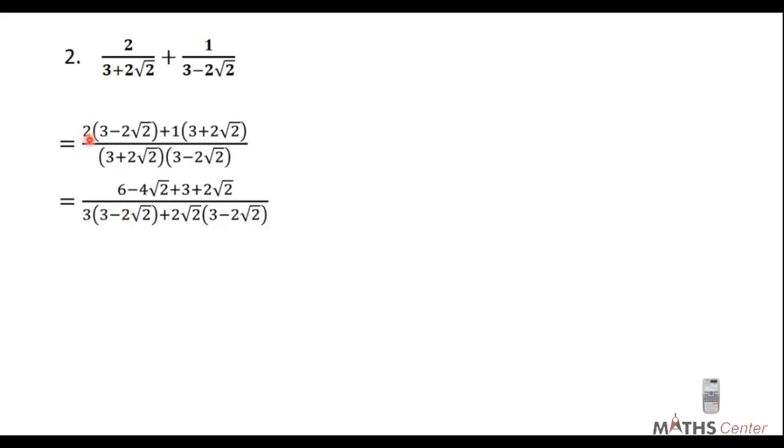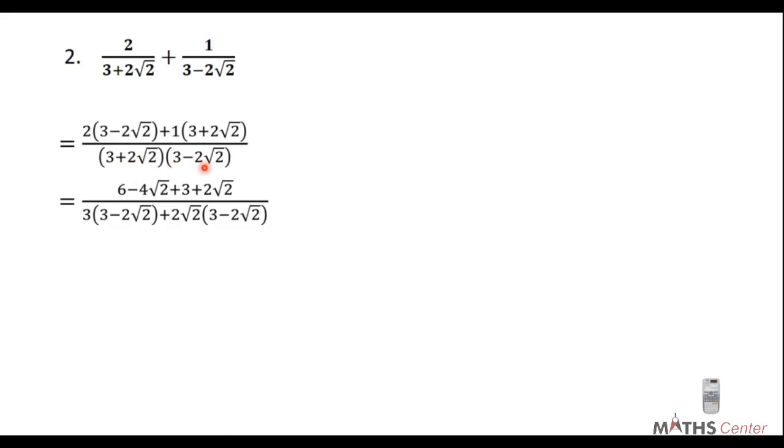To simplify this, you use the distributive rule. So 2 will multiply 3 to give us 6. 2 times minus 2 root 2 gives us minus 4 root 2. Then we come here, 1 times 3 will give us 3. 1 times 2 root 2 gives us plus 2 root 2. Then we do the same thing for this side.